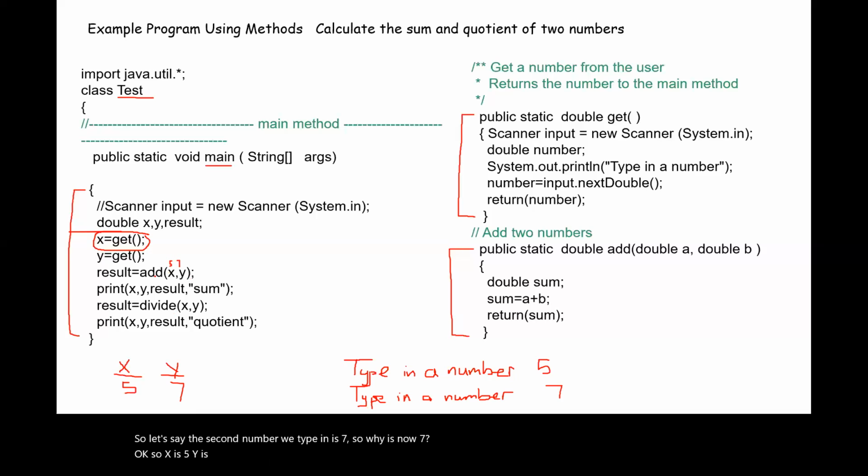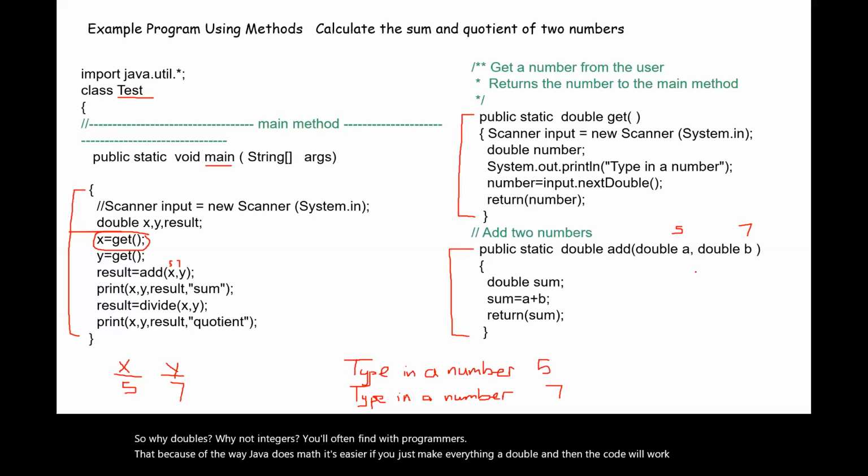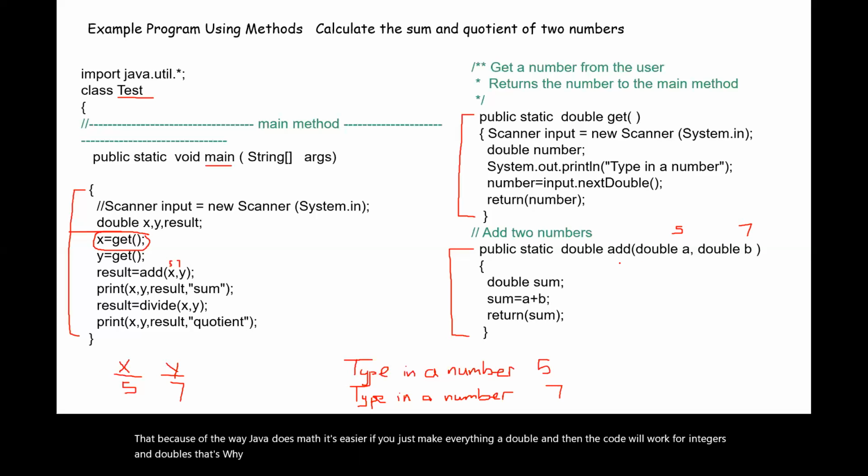It looks like we're going to add these two numbers together. So we'll go to the add function. It's expecting a double and another double. So why doubles? Why not integers? You'll often find with programmers that because of the way Java does math, it's easier if you just make everything a double, and then the code will work for integers and doubles. That's why you'll see everything a double in this program.